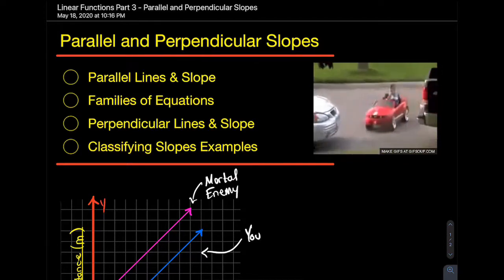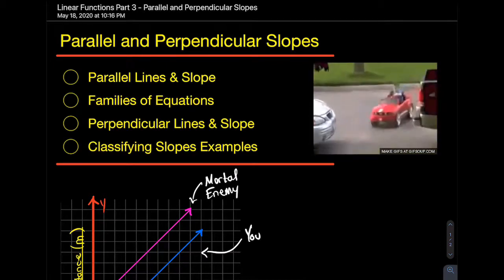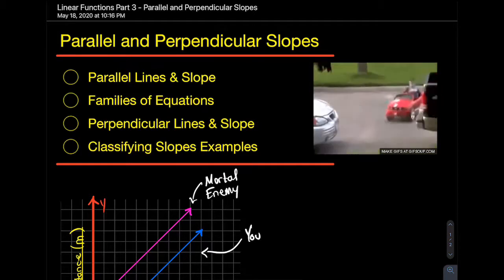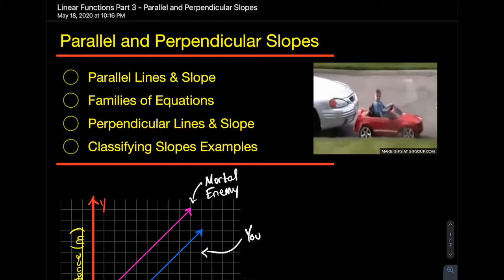Let's jump right into what we're covering today. So part three, linear functions unit. And we're covering parallel and perpendicular slopes. We have four main things we've got to cover here. And the main gist of this is obviously parallel and perpendicular lines, which if you don't know what those actually mean, or what a parallel line is, what a perpendicular line is, well, no worries, we're going to be covering that today.